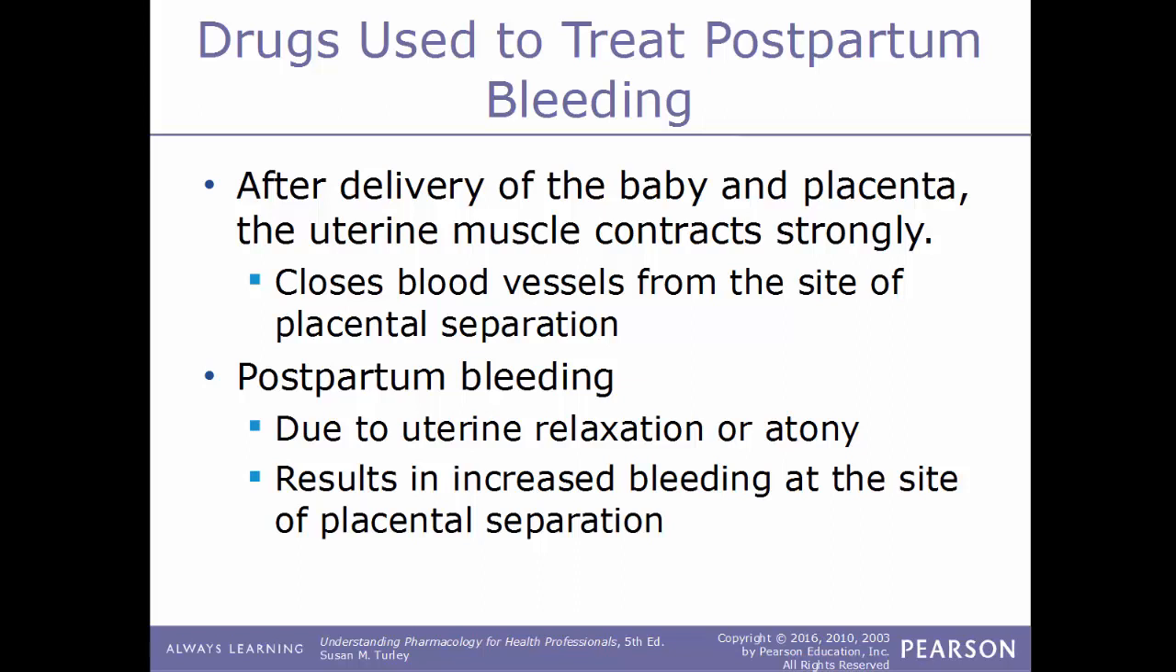After the delivery of the baby and the placenta, the uterine muscles contract strongly, and so it can close blood vessels from the site of the placental separation. So this can lead to postpartum bleeding. Postpartum bleeding can be due to the uterine relaxation or the uterine atony, which is the lack of tone of the muscle. So this will result in increased bleeding at the site of the placental separation.